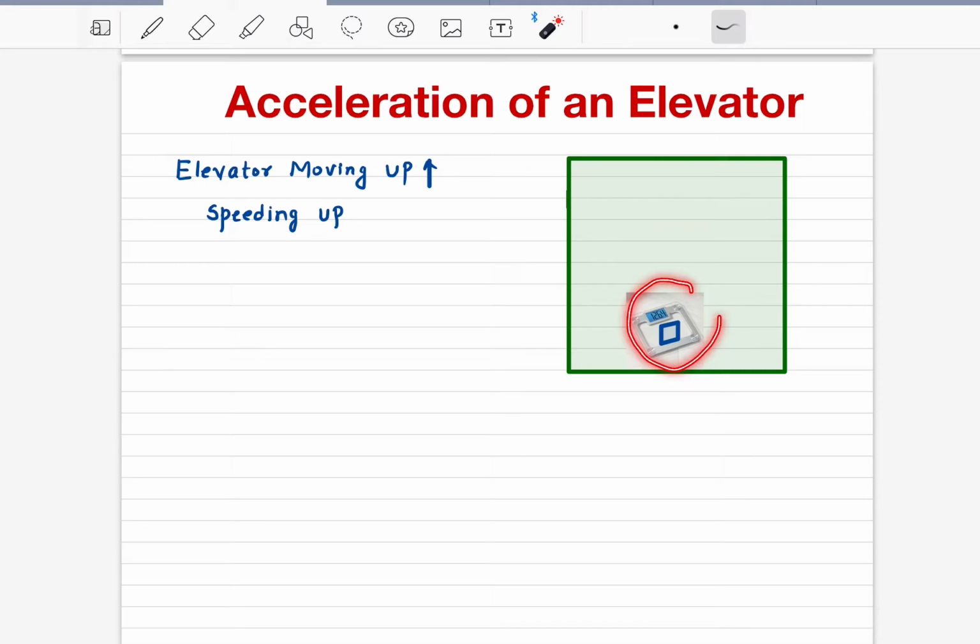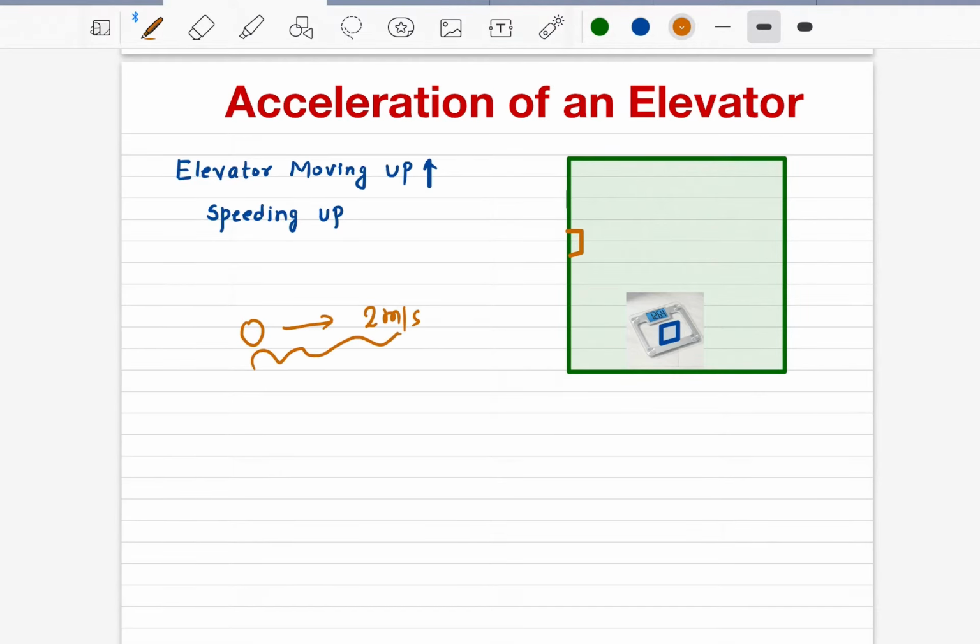Now let's say you step onto an elevator and press the button to go up. Once you do that, the elevator starts speeding up. Why is it speeding up? Because it is going from zero velocity to some other velocity, let's say 2 meters per second, and it takes a certain time. So that means you will have one acceleration.